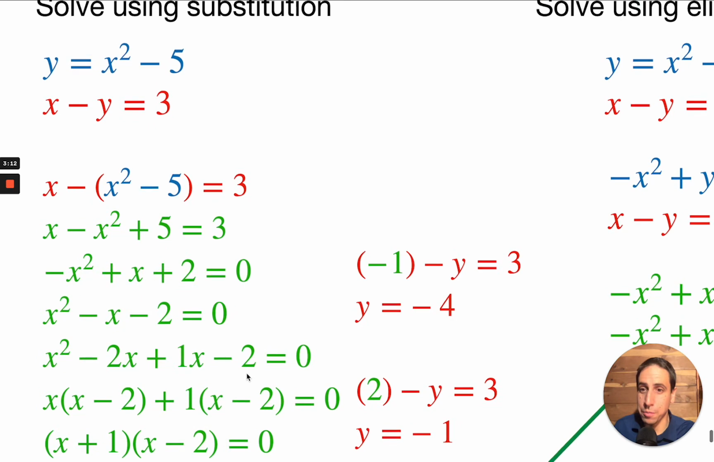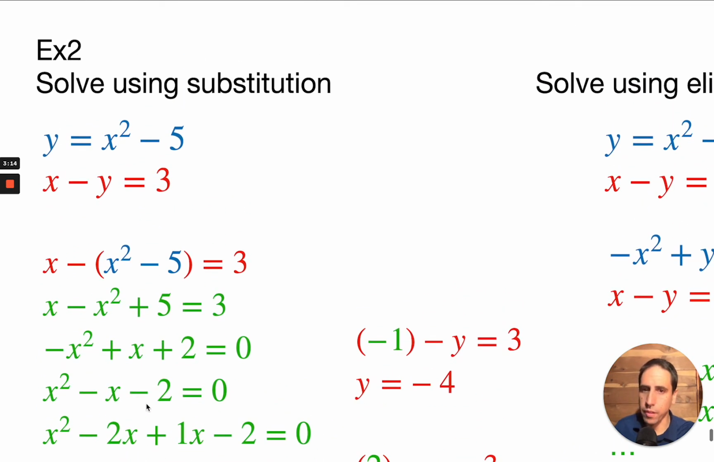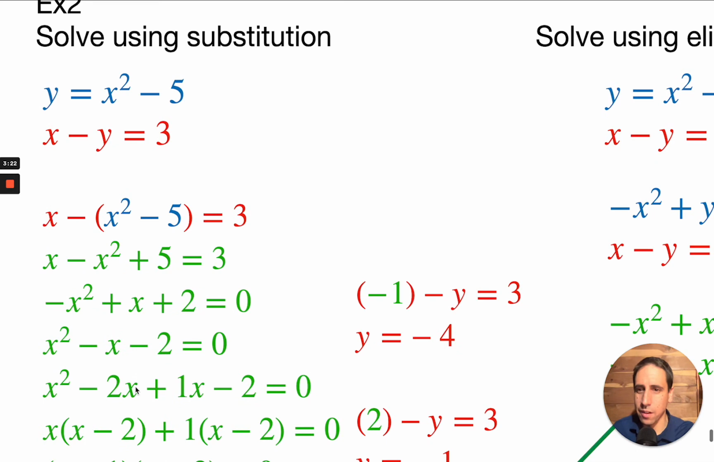And now I can split the middle. You might ask yourself, what two numbers multiply up to negative 2 and also add up to negative 1? Oh, I know. Negative 2 and positive 1. So there it is. Finding the greatest common factor of x squared minus 2x, that's x. And then you're left with x minus 2. Greatest common factor, it's just 1.